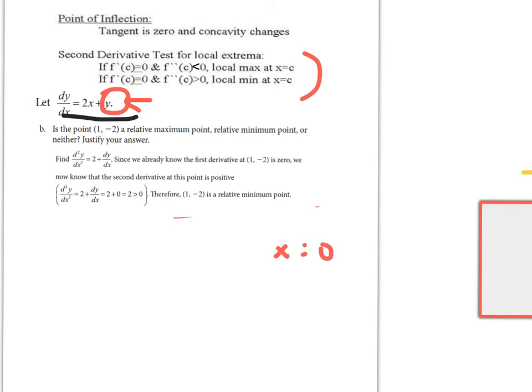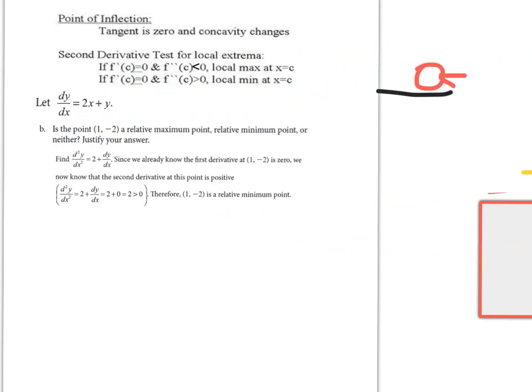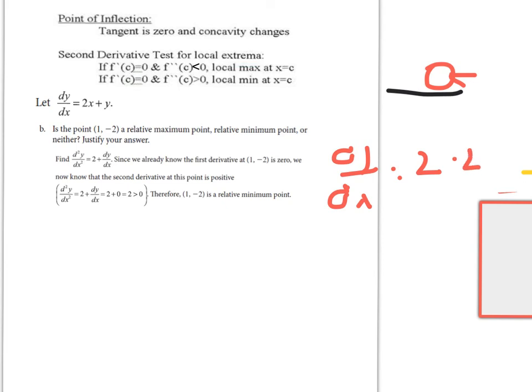So for something like this, you would take this ordered pair and substitute it into the first derivative. So you'd get dy dx equals, substituting in a 1, 2 times 1, which is 2. And then the y is negative 2, and you get 0. So that means I've got either max, min, or neither. So the second derivative is going to be 2 plus, well, whatever the first derivative is. And the first derivative is this thing, and I've already evaluated that. It's 0, so it's plus 0. So this is going to be equal to 2.